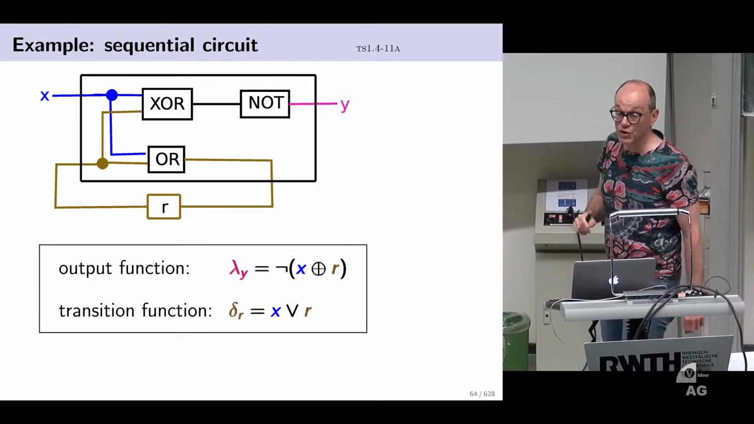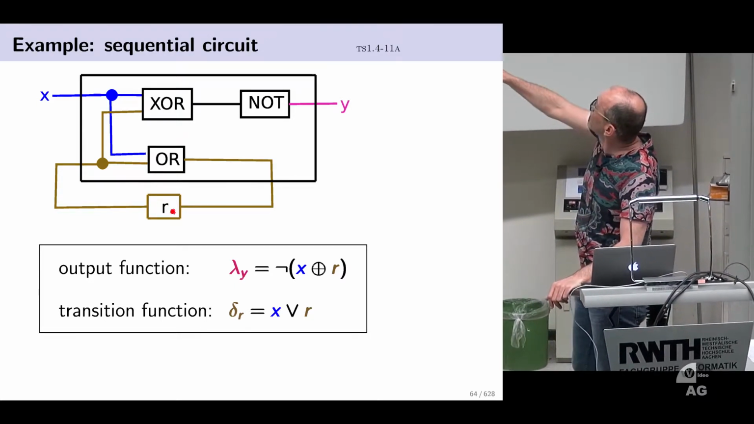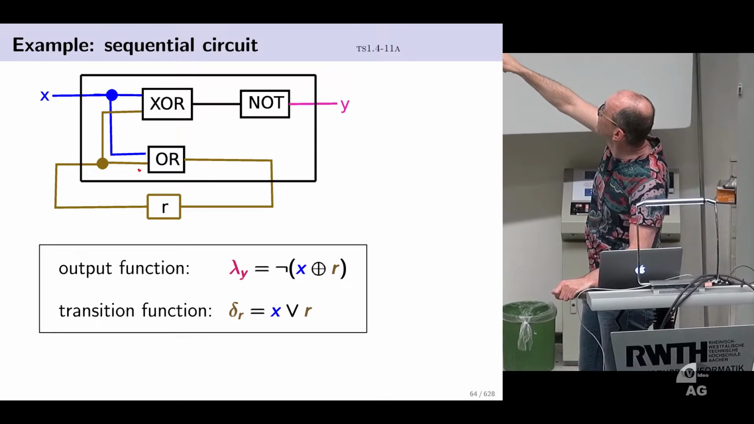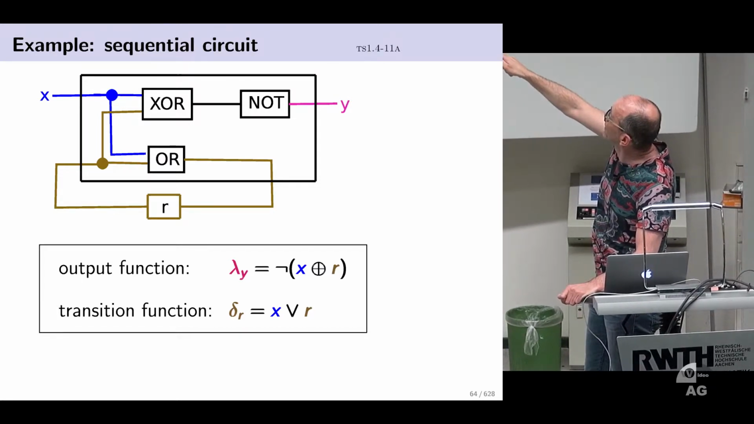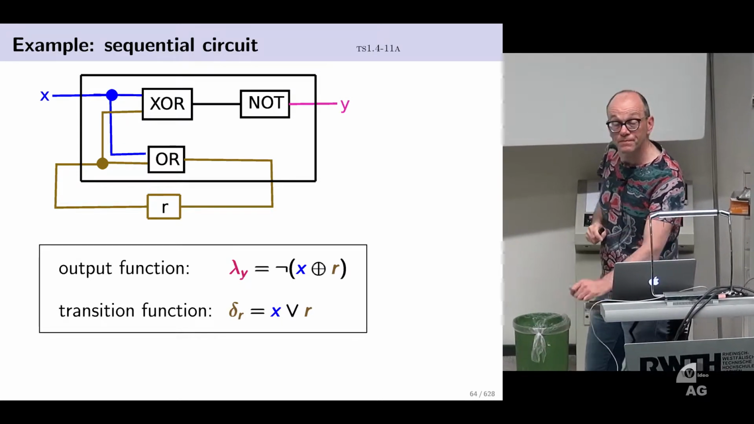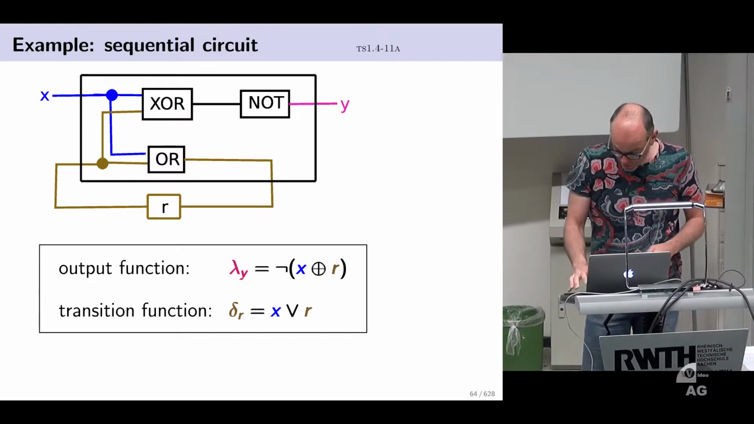Then what's the transition function? That tells us something about the register. So the register R is basically a disjunction, an OR of what? Well, of X, the blue incoming line, and brown, the incoming line coming from the register. So delta R is X or R. They are typically Boolean functions that tell you how to change the state.